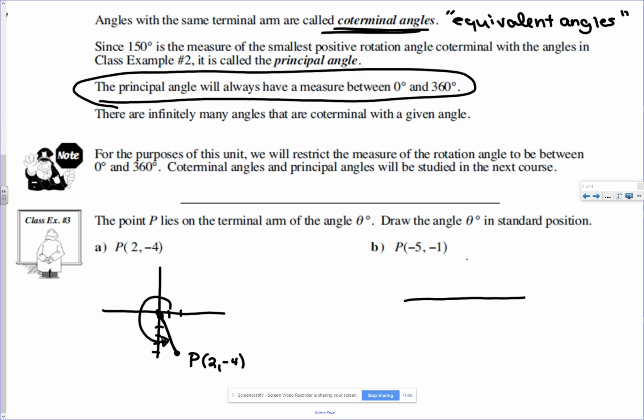If I had -5, -1, I have 1, 2, 3, 4, 5, -1. So I have my point right there. And I always, again, use my 0, 0. So there's my point P, which is at -5 and -1. And drawing my angle in standard position, it would open up like that.